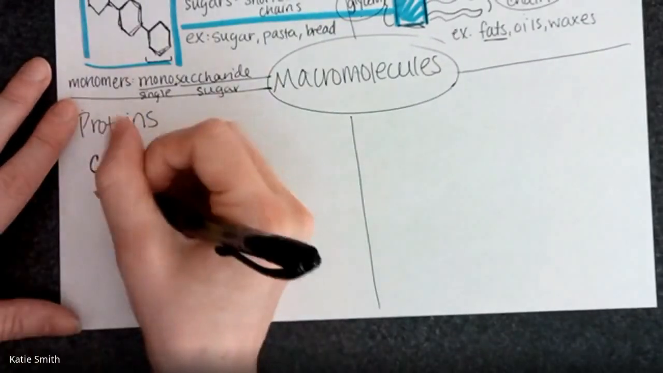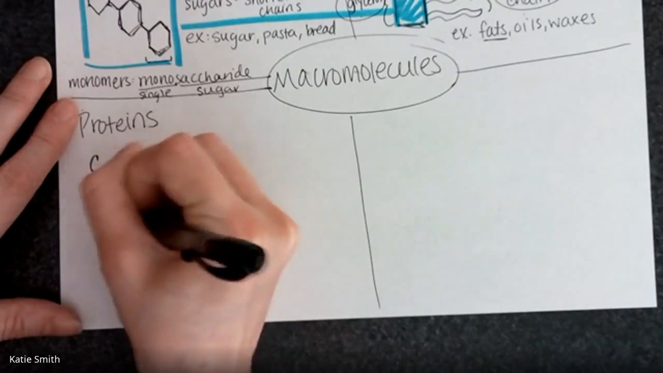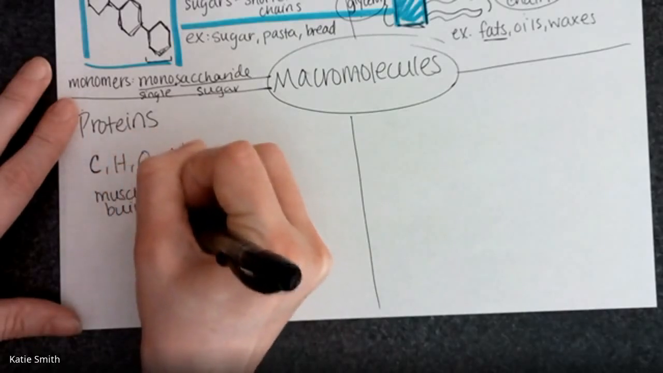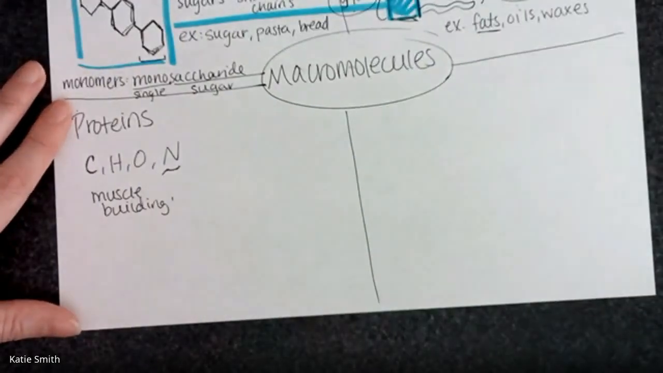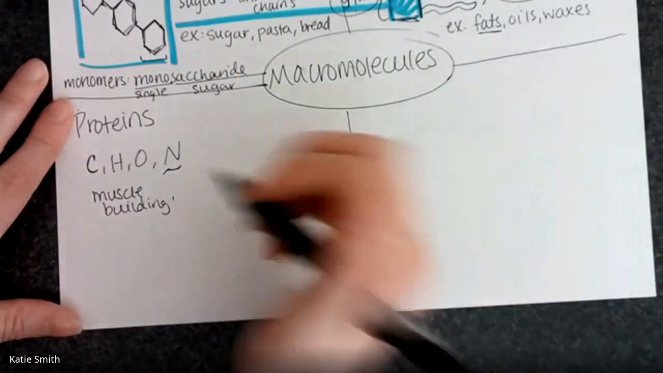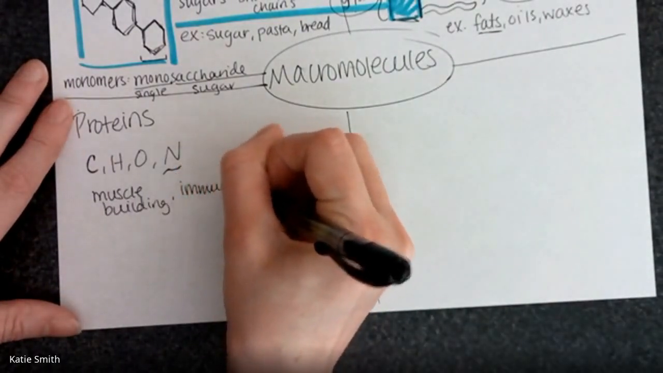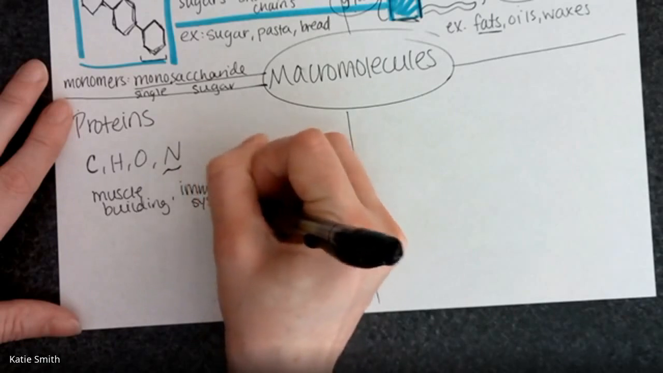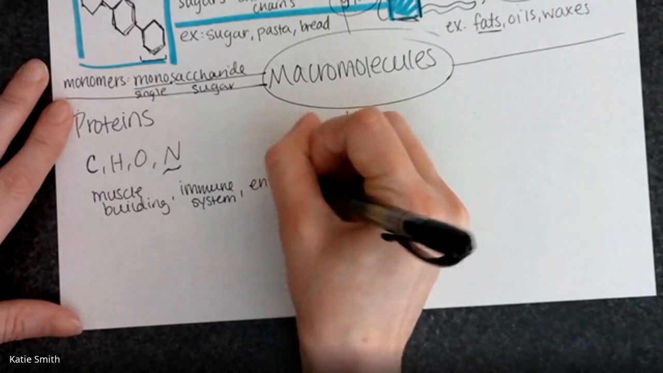And build the body's tissue. Good. So muscle building. What else did the video talk about? You just stopped after the first one. Okay. So it's also used in the immune system. And then it is also used as what's called enzymes.